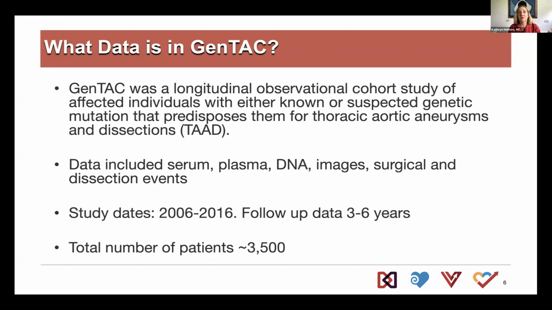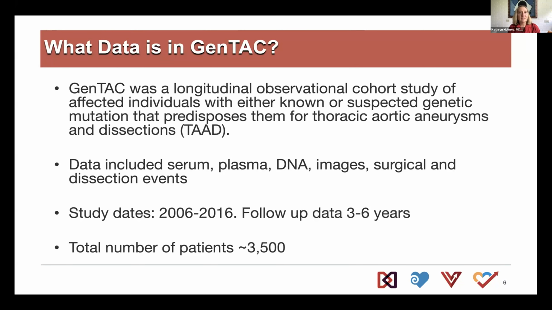So the first question that we had is sort of what data is in GenTAC? GenTAC's a longitudinal study. It was observational, it's a cohort study of affected individuals with known or suspected genetic mutations that predisposed them for thoracic aortic aneurysm and aortic dissection. Not everyone in GenTAC had a genetic diagnosis at the time. It was started in 2006 when Loeys-Dietz and TGF-beta receptor mutations were not yet fully understood, let alone the ability to test for them.